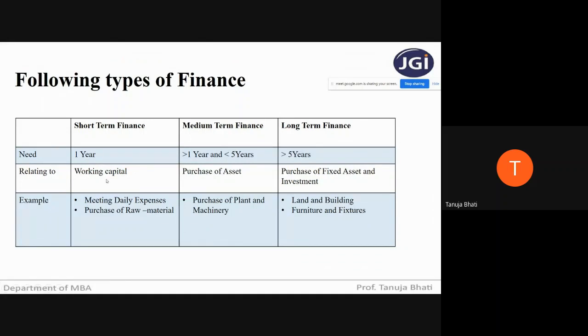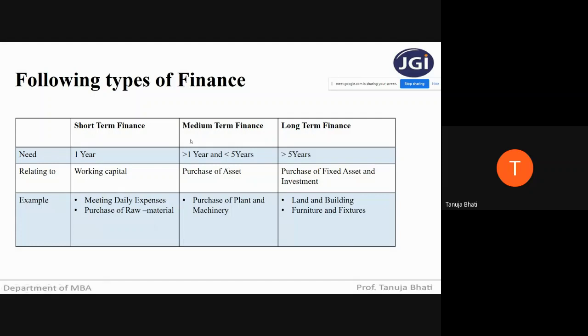Working capital is nothing but capital required for the day-to-day working of the organization. For example, meeting daily expenses and purchases of raw material. If it is a manufacturing company, purchasing raw material is a daily task or a monthly task, correct? So finance is required to meet those expenses. That is termed short-term finance.